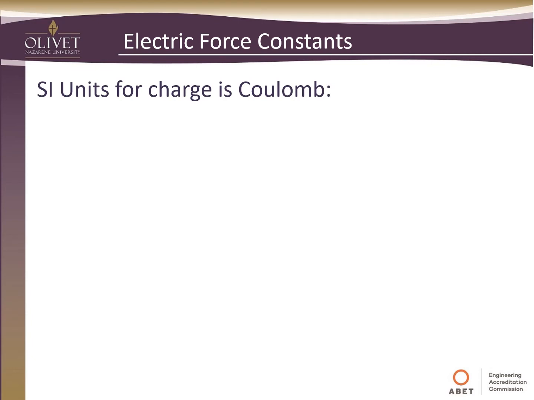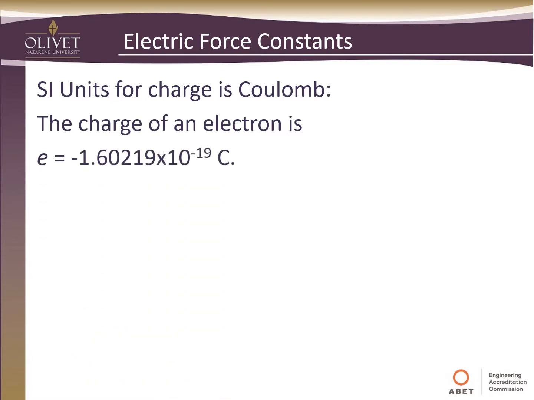The SI unit for charge was named in honor of Mr. Coulomb, and the charge of an electron is known to be negative 1.60219 times 10 to the negative 19 coulombs.